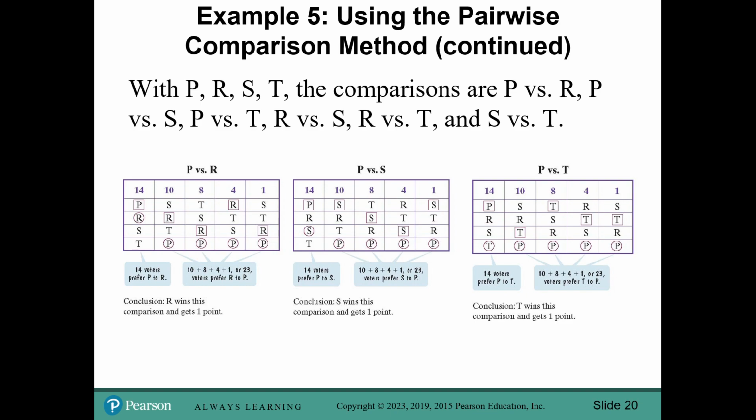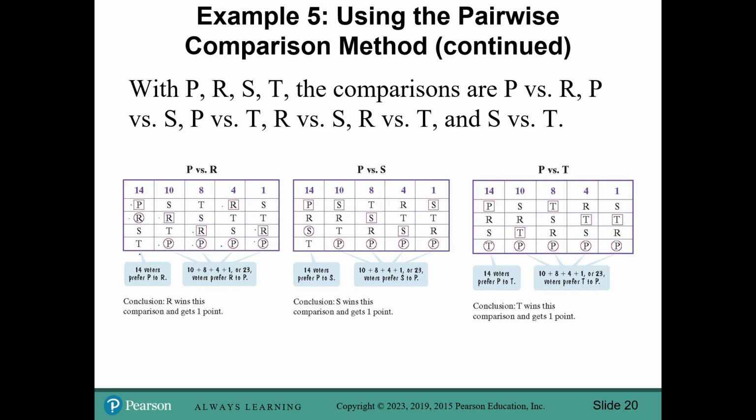Okay, so if we look at each of these charts and we go P versus R, what we're basically going to do is highlight each of the two in the chart and see who did better than each. Okay, so in the first pairing, P did better than R. In the second pairing, R did better than P. Third pairing, R did better than P. Fourth pairing, R did better than P. And fifth pairing, R did better than P.